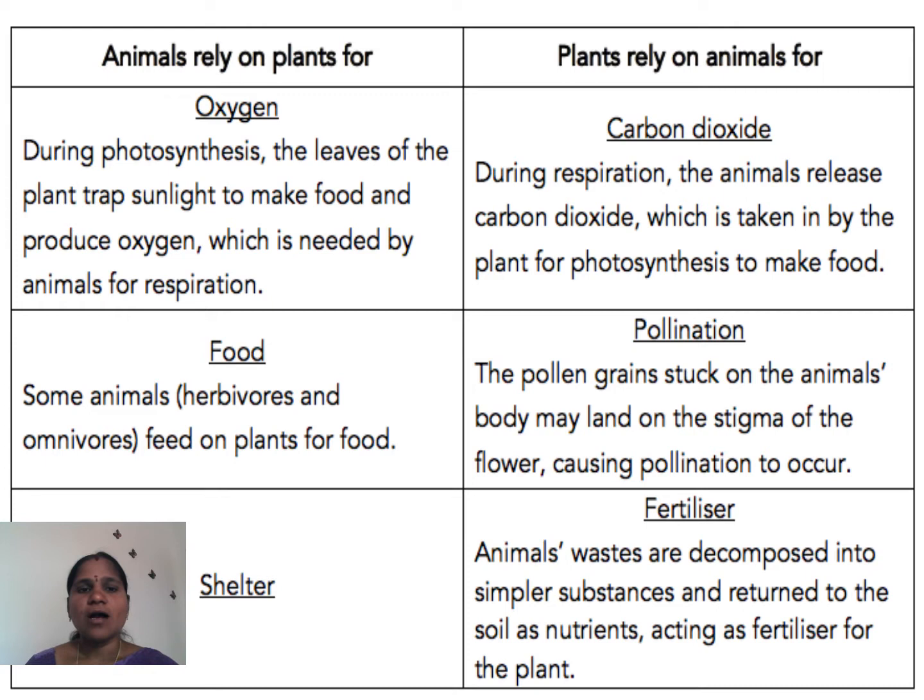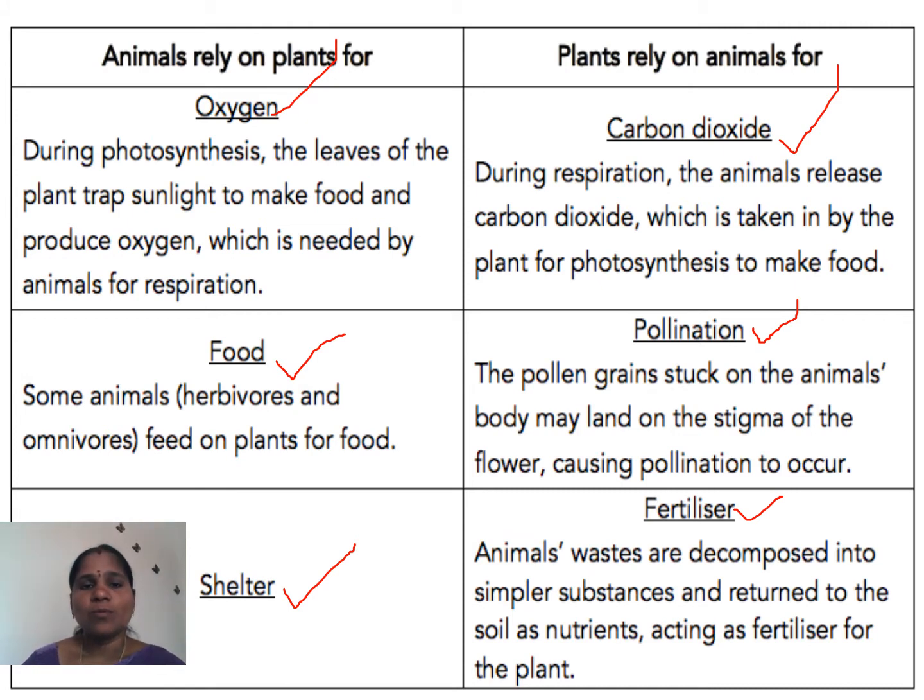Observe the table: how animals rely on plants, and how plants rely on animals. See here in the table, animals rely on plants for oxygen, food and shelter, and plants rely on animals for carbon dioxide, pollination and fertilizers. I'll explain that. So first, animals rely on plants for oxygen.